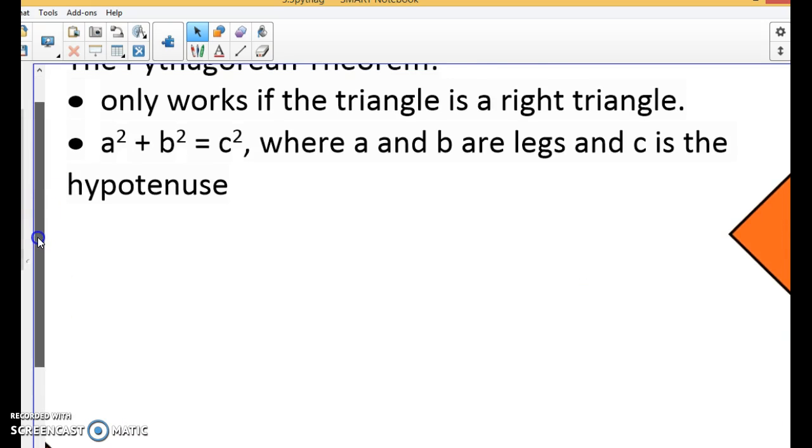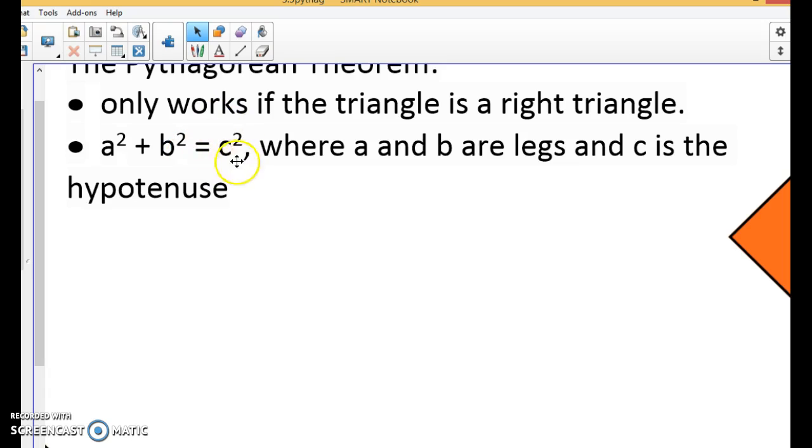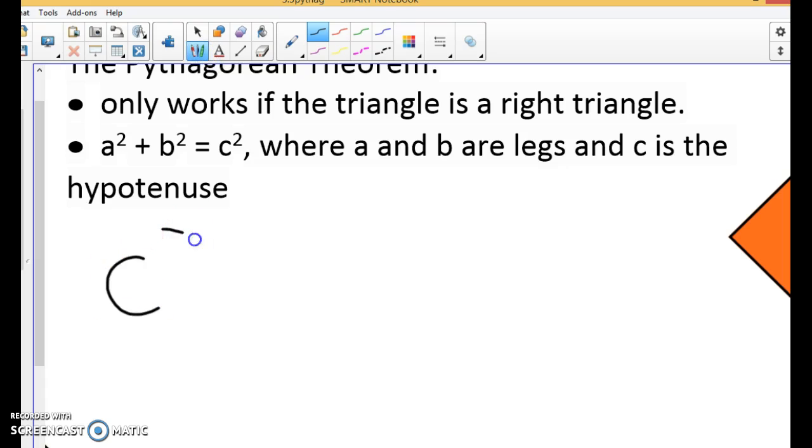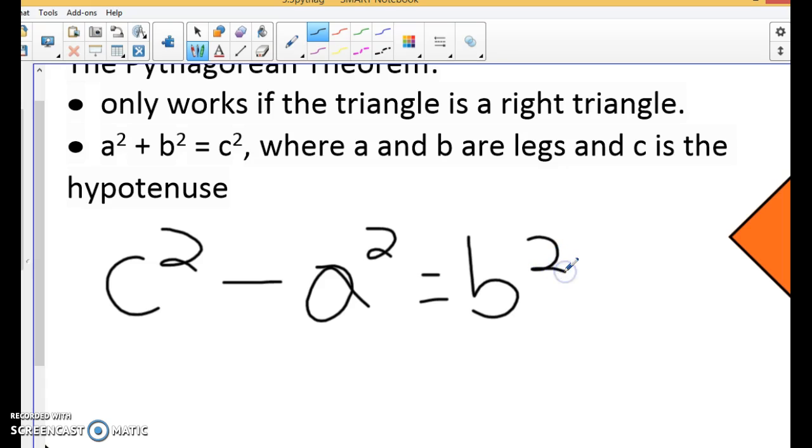So again, we're using the formula a squared plus b squared equals c squared when we're finding c. Otherwise, if we're not finding c, then we're going to be using c squared minus a squared equals b squared, and it doesn't matter if you put a squared or b squared, because we're finding that missing leg. We'll do a problem of each.